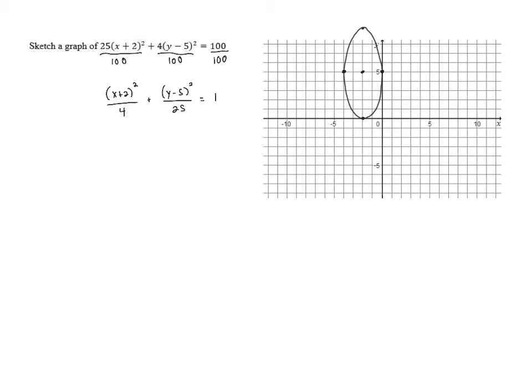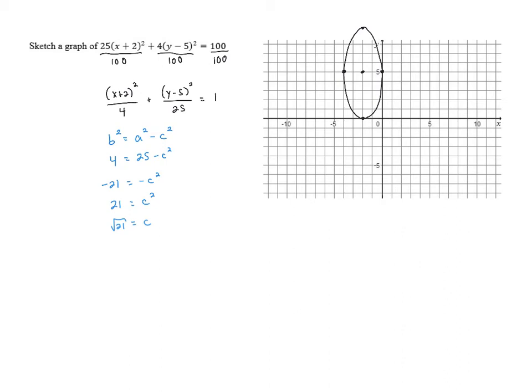If we wanted to find the foci, we would need to find c, remembering that the relationship is b squared equals a squared minus c squared. And here we know that b squared is 4 and a squared is 25. If we subtract 25 from both sides, we get -21 equals -c squared. We can make those both positive by dividing them both by -1. So c squared is 21, which tells us that c is the square root of 21. And a calculator tells us that's approximately 4.6.